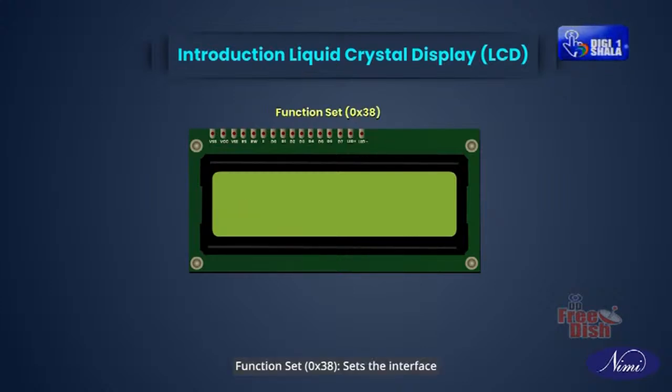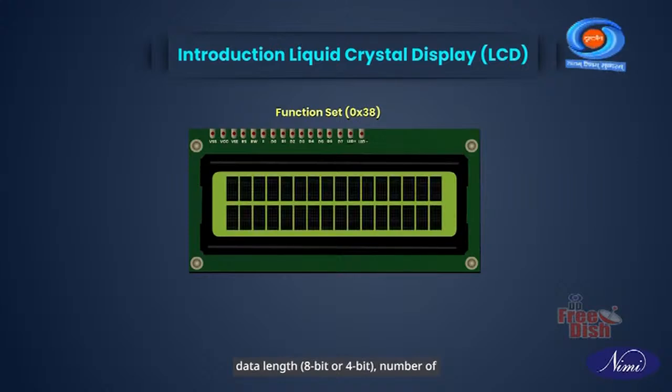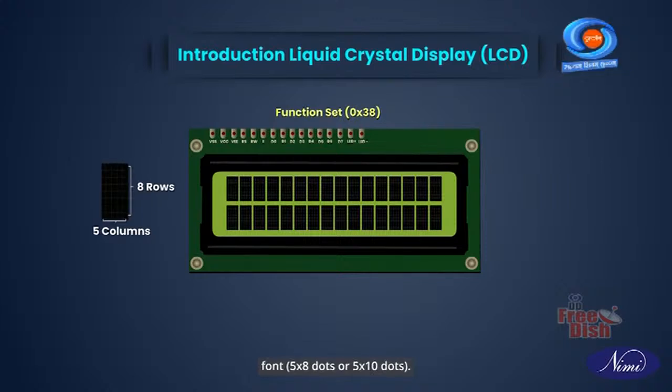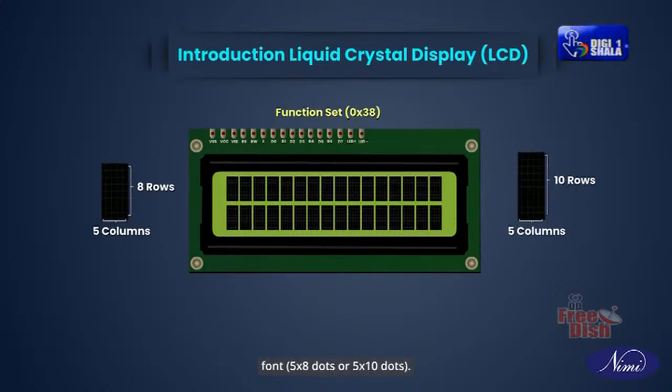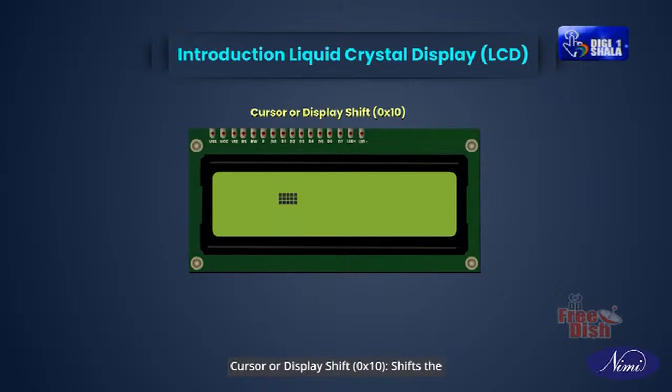Function set 0x38 sets the interface data length, 8-bit or 4-bit, number of display lines, usually 2, and character font, 5x8 dots or 5x10 dots. Cursor or display shift 0x10 shifts the cursor or display left or right.